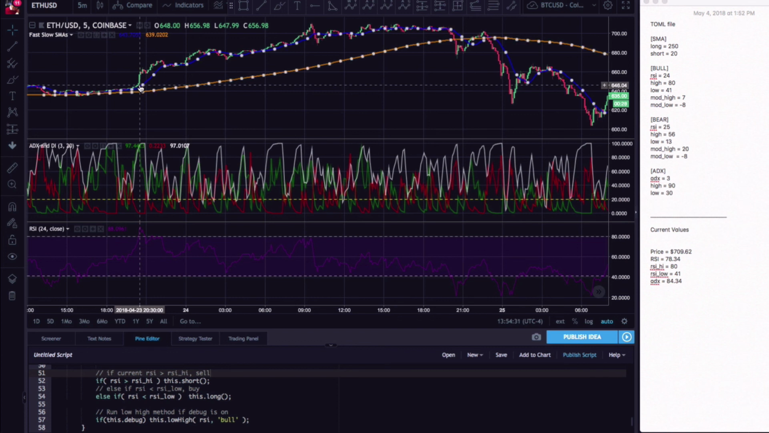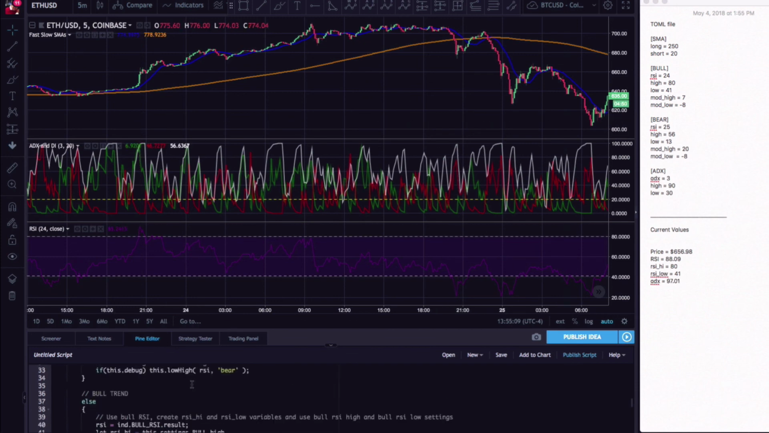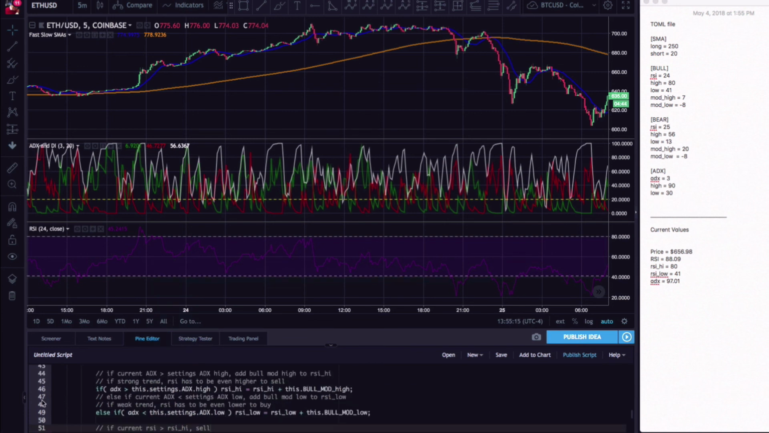So let's go ahead and check that at 656.98. So at 656.98, the RSI is 88.09 and the ADX is 97.01. We go through the bull trend again. So in here, the bull trend, we set the indicators up and then we check the ADX. If the ADX is greater than the high, is it greater? Obviously it is this time because it's 97 compared to 90.